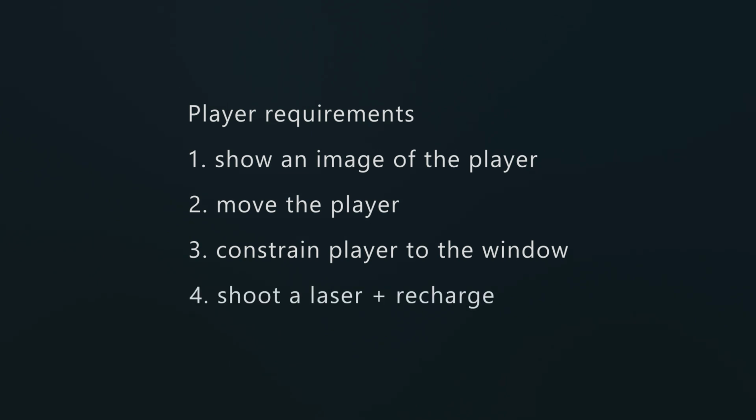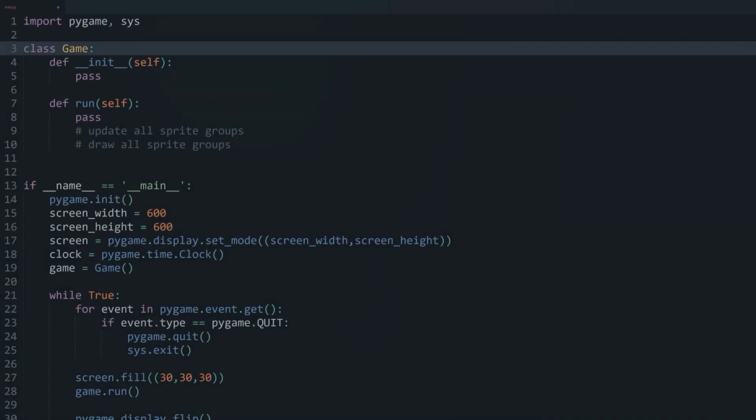And it has to be able to shoot a laser and to recharge, which basically means there's a timer between shooting a laser, so the player can't shoot continuously. And all of this is going to happen inside of a sprite class, so we keep the entire code organized and have one class for the player. So let's jump straight back into the code and let's have a look at this.